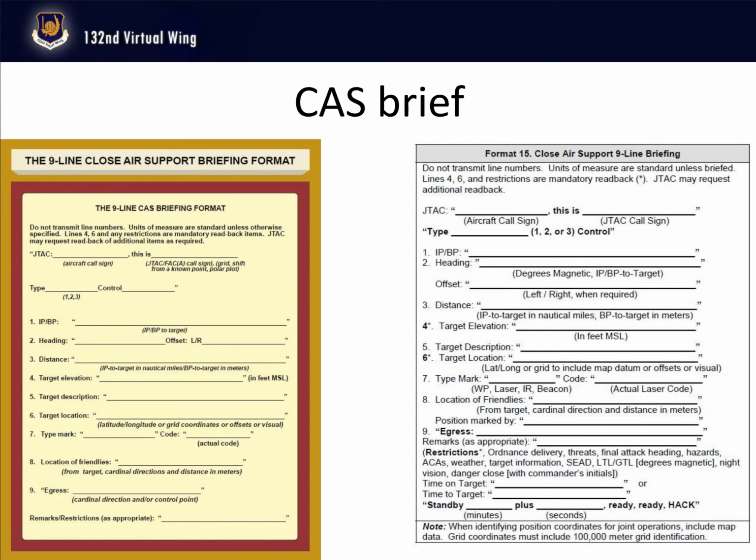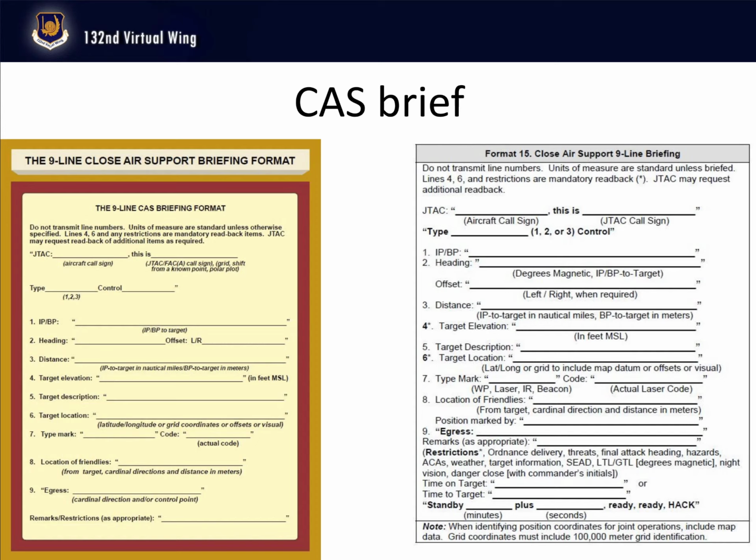And line 9 is the egress. After you do the attack, after you employ ordnance, what you are supposed to do. So egress can be at pilot's discretion. It can be egress east, climb and back to IP, or west, go low and then climb back to IP, something like that, depending on the situation. There are other remarks that can be given later, but this is the basic 9 line. I will not go into time on target and stuff like that for now. Questions about the 9 line?